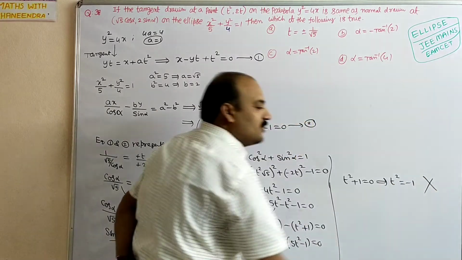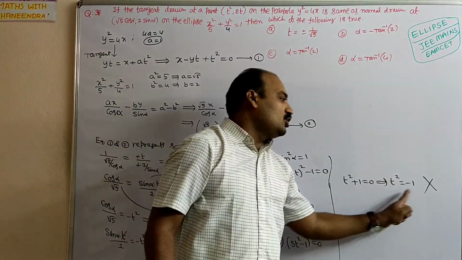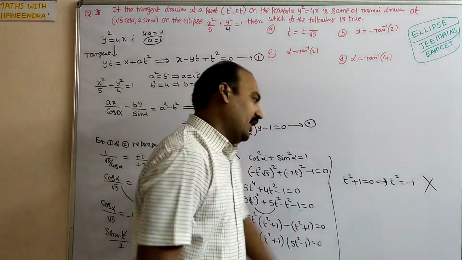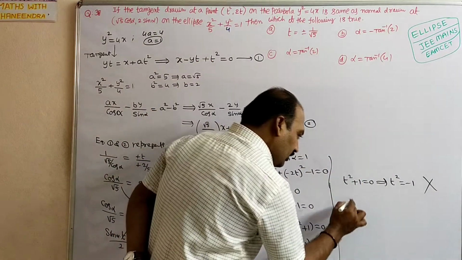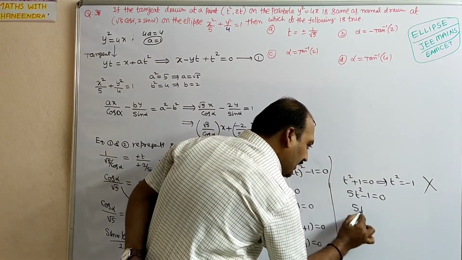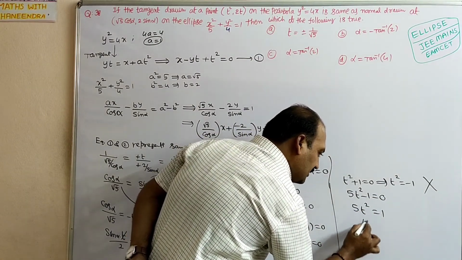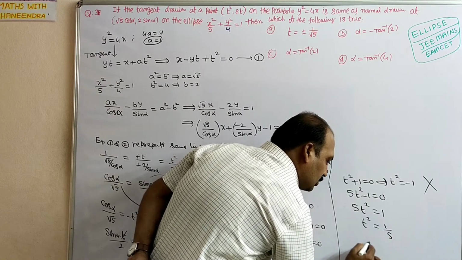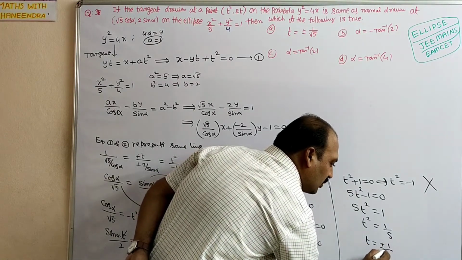It is not possible. Why? Because the square of any real value should be positive, and we are getting minus 1, so this is not applicable. So 5t square minus 1 equal to 0. So 5t square equal to 1, t square equal to 1 by 5. So t is equal to plus or minus 1 by root 5.